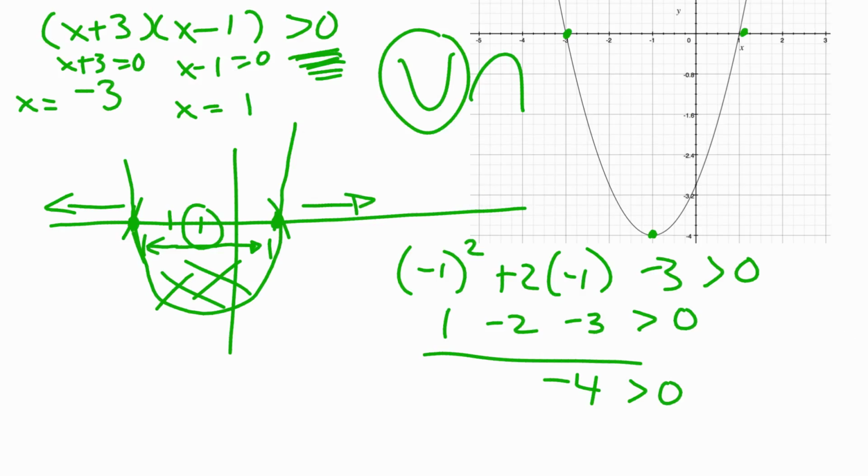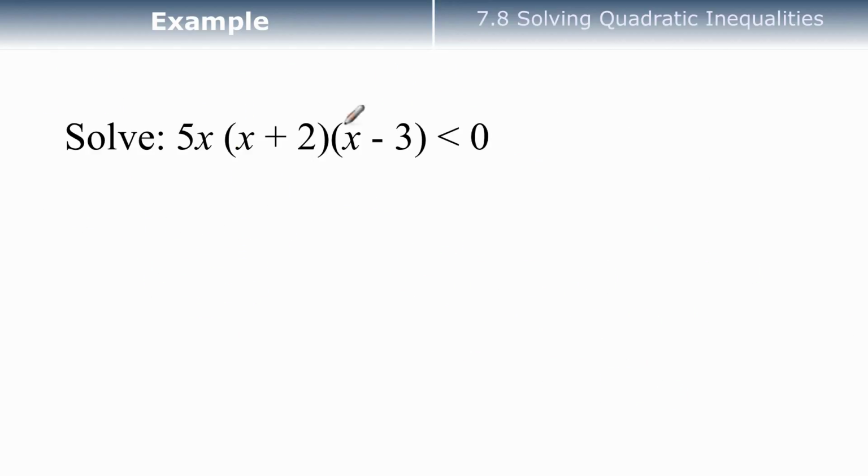Here's another example of that. This one has 3 factors. If there are 3 factors, then there'd be 3 important points on my graph. Let me put my graph over here. So for this one, it would be x equals 0. That's that point right there. For this one, x equals -2. So that's that point right there. And this one, positive 3. That's that point right there.